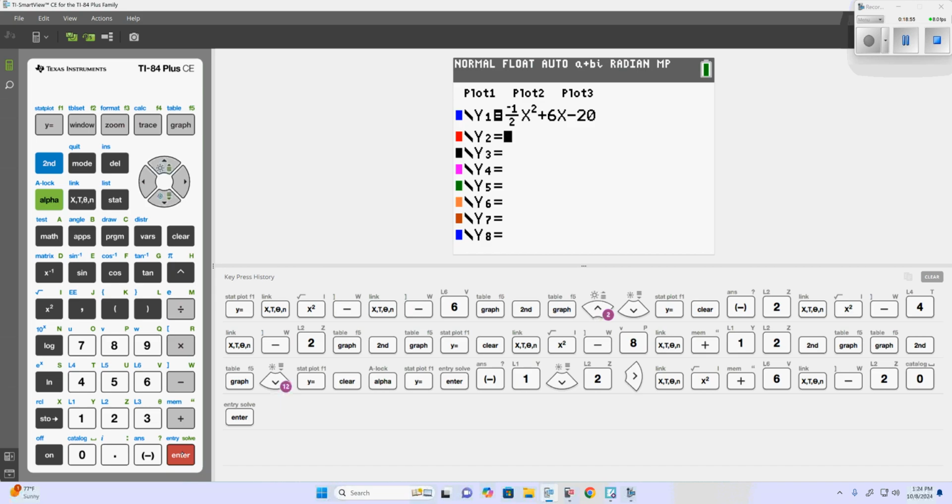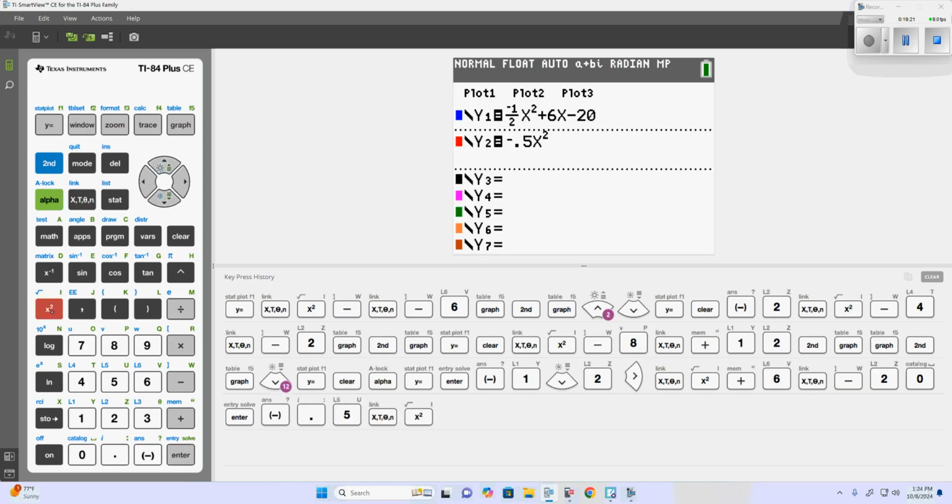Now, the 83s are the ones that I'm letting y'all check out. As I said, there's one main difference between these and the 84s. It's fractions. It won't let you type a fraction in like this. So there's a few ways we can do this. One, I can convert it from a fraction to a decimal. What's negative 1/2 as a decimal? So negative 0.5 x squared plus 6x minus 20.